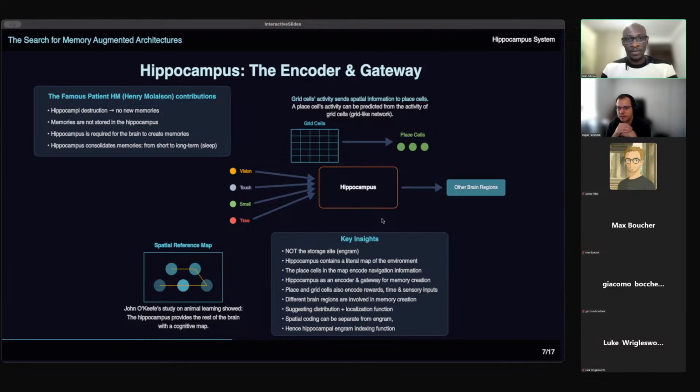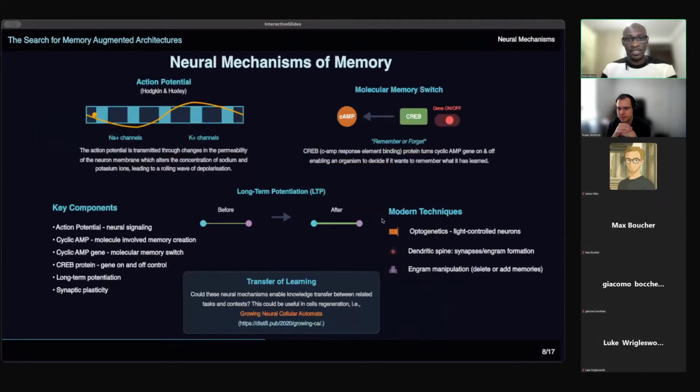Okay, so we move on to the next. I'm just highlighting the neural mechanisms of memory. And this idea, which is very interesting, is the action potential that you talked about, how the ions move from one neuron to another through the synapses.